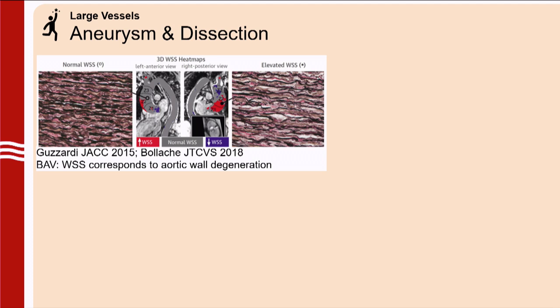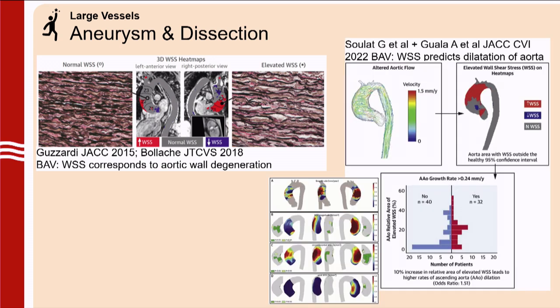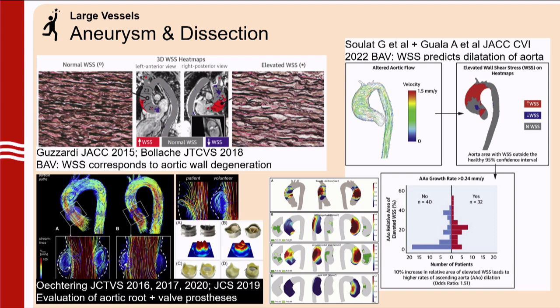Imagine how exciting it was when we learned that the wall shear stress that we measure with 4D flow MRI actually corresponds to aortic wall degeneration, and we can see this in histopathology, the degraded fibers. That was exciting. But now we can get even one step further. Michael Markl's group and the Barcelona group published results that the wall shear stress they measure with 4D flow MRI actually predicts the dilatation of the aorta in these patients. And this shines a whole new light on previous research.